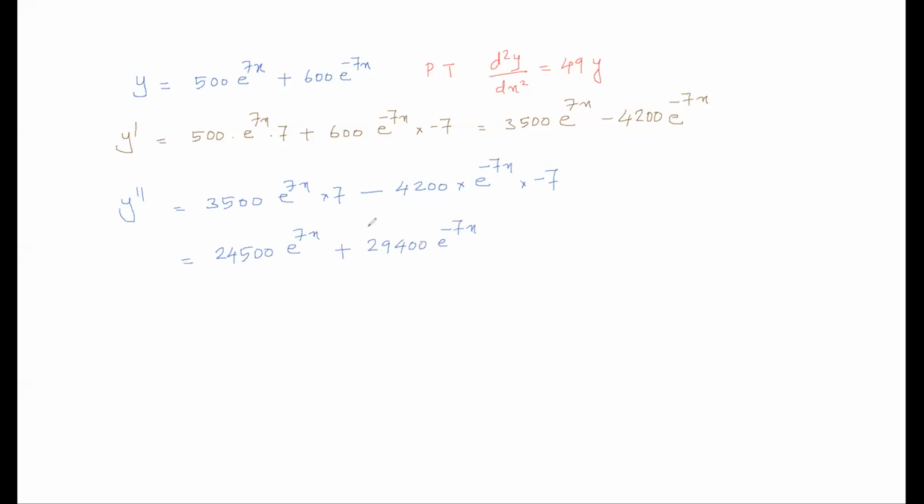We have to prove this is equal to 49y. Just take 49 common. So you have to divide 245 by 49, that is nothing but 5, so it is 500 e to the power 7x, plus 294 divided by 49, this will be 6 and 2 zeros, 600 e to the power minus 7x. And this is equal to 49 times 500 e to the power 7x plus 600 e to the power minus 7x, which is y, as given. So it is equal to y.